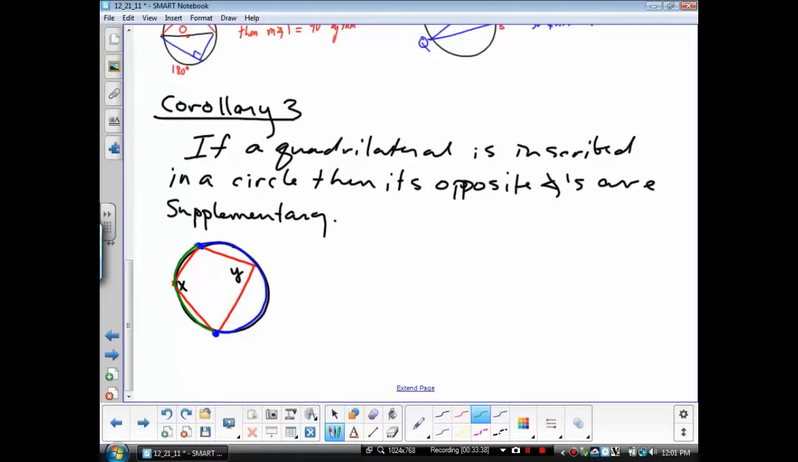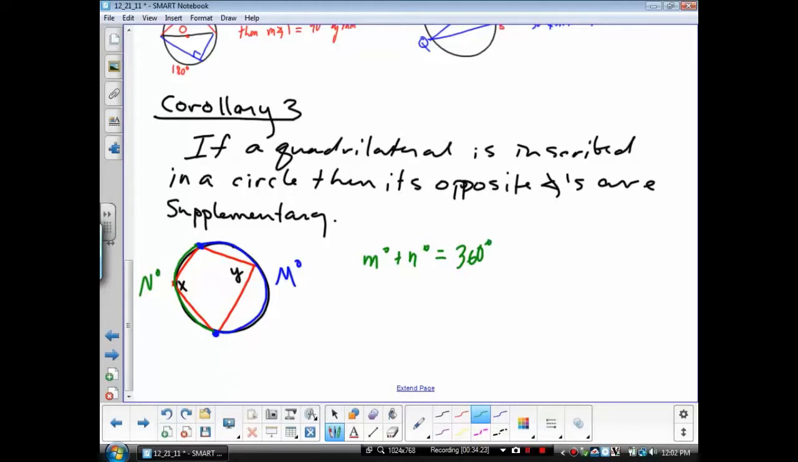If I call this blue arc M degrees, and I'll put it in blue because I'm working with blue, and if I call the green arc N degrees, what do I know about M plus N? They equal 360 because it's a full circle. So I know that M degrees plus N degrees equals 360 degrees.